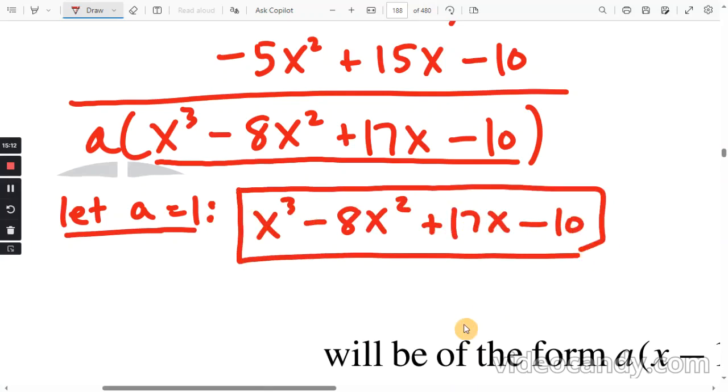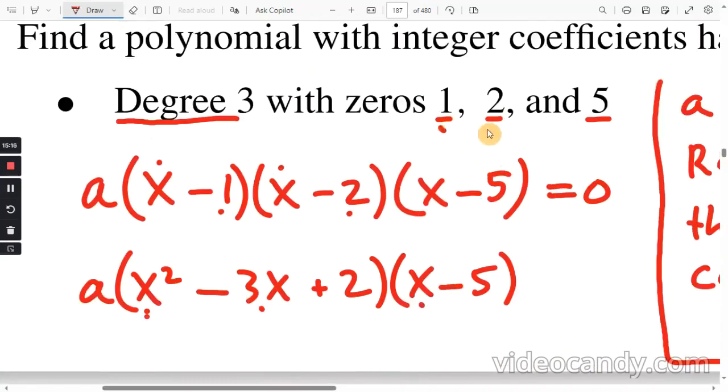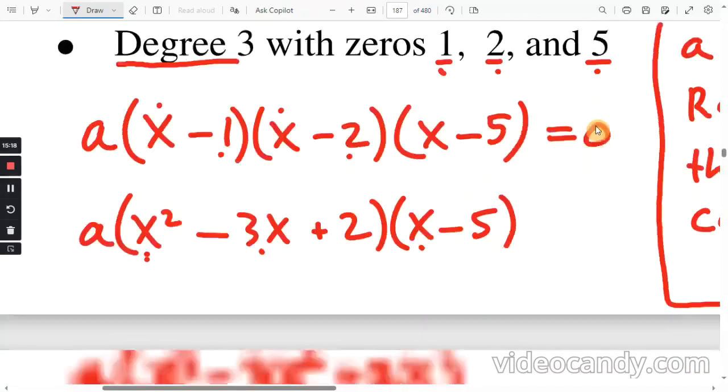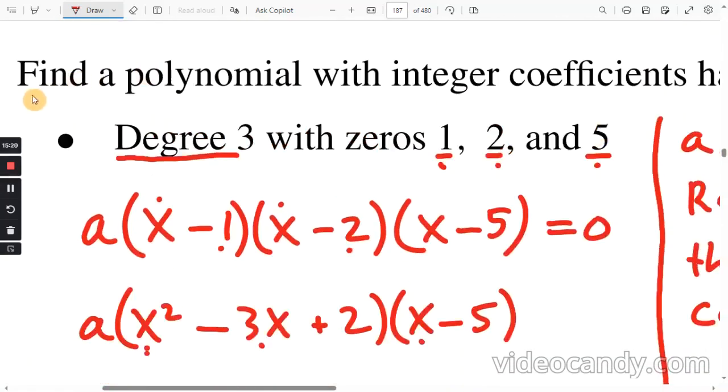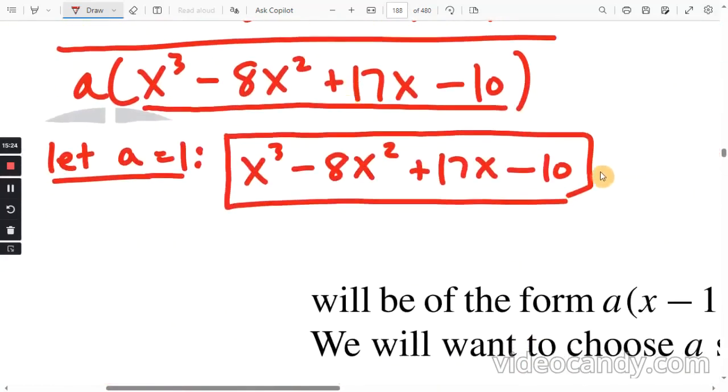That is one possible polynomial that has zeros of 1, 2, and 5. Right? The instruction said to find a polynomial, so this is it right here. This is one possible polynomial. If we let a equal 2 and distributed, we would have another one, and we would still have the same zeros. So that's the point. But we already had integers for the coefficients, so we could just let a equal 1.